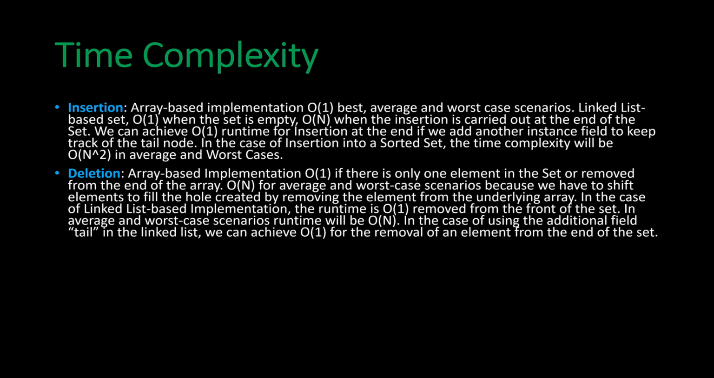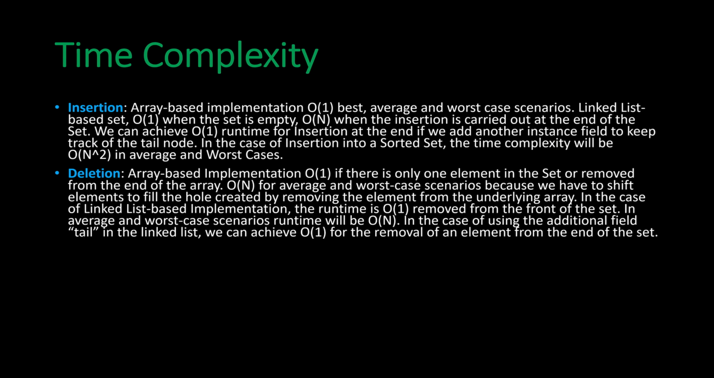In the same case for linked list, if we implement set using a linked list, the runtime is O(1) if the element is removed from the front of the set. In case of average and worst cases, they will happen when we have to search for the element. If element exists somewhere in the linked list, we have to iterate to locate and then remove the element, and its complexity is O(n).